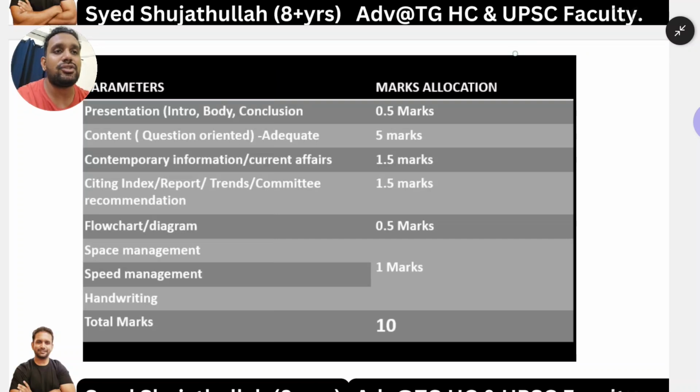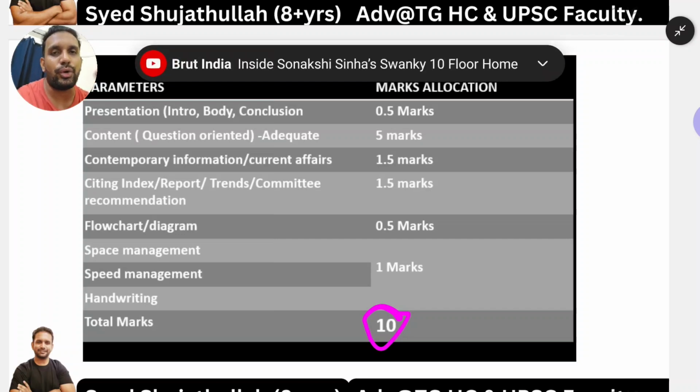Every mains question consists of various parameters. Every mains answer should have all of these components in order to get an edge over others. Remember one point: suppose the total marks of the question is 10 marks. What are the ingredients that you have to put in your answer writing so that it becomes very eye-catchy, very content oriented, very qualitative, so that you get an edge over your competitors? Let us understand it one by one.